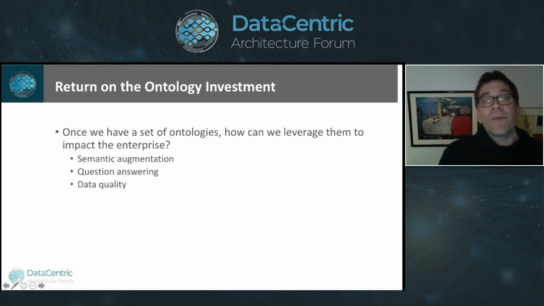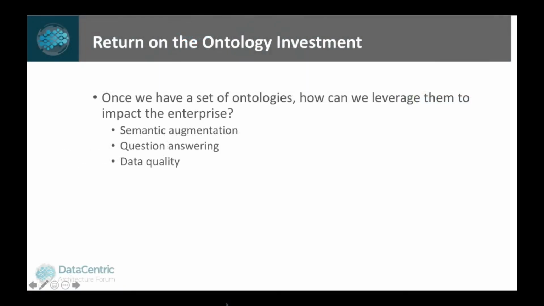Okay, now that we have these ontologies, right, one of the promises that we have as ontology engineers is that, well, now once you have ontologies, you can actually do a lot of new things with them. So the question here could be, what's the return on my investment in designing ontologies? I might have put a lot of effort into doing this design. Does it buy me anything, right? How can we actually leverage the existence of ontologies to assist an enterprise? And I'll just quickly go over 3 applications here: semantic augmentation, question answering, data quality.